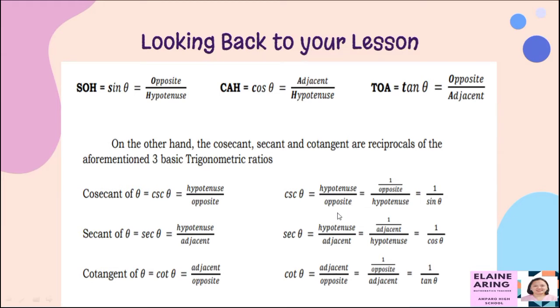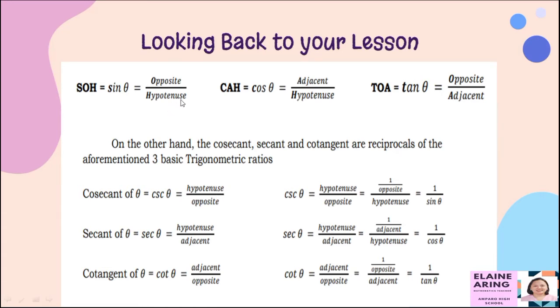We have the SOHCAHTOA, which stands for sine theta is equal to opposite over hypotenuse, cosine theta is equal to adjacent over hypotenuse, and tangent theta is equal to opposite over adjacent. On the other hand, the cosecant, secant, and cotangent are reciprocals of the aforementioned three basic trigonometric ratios. So when we say cosecant of theta, we have hypotenuse over opposite.